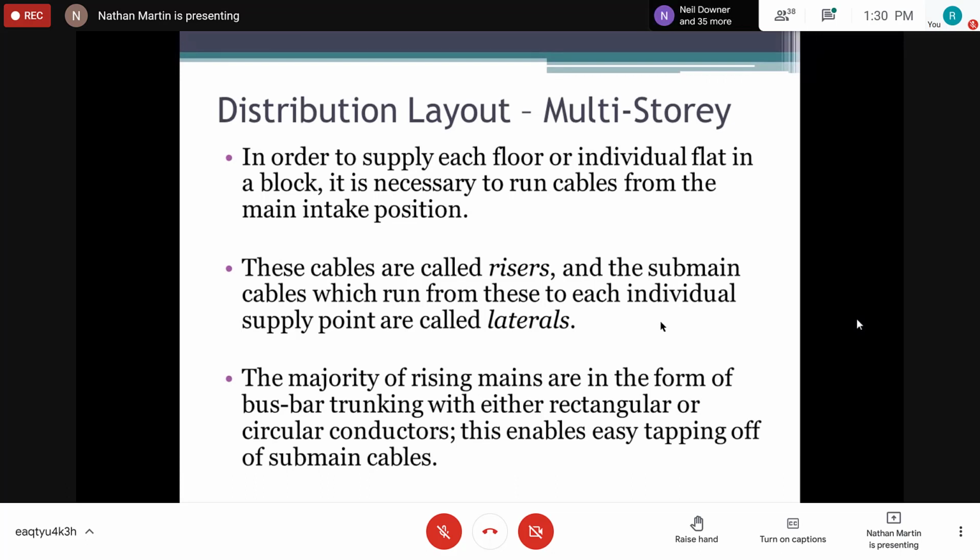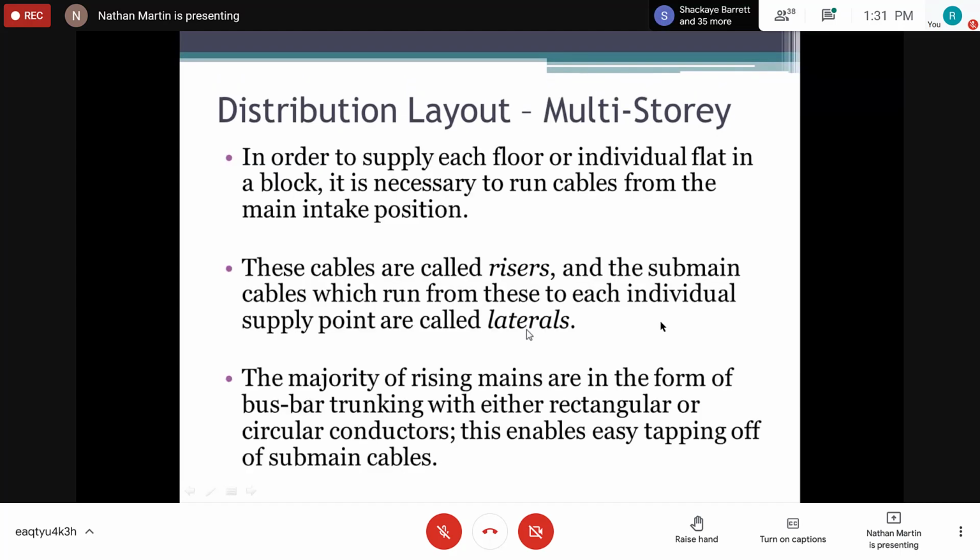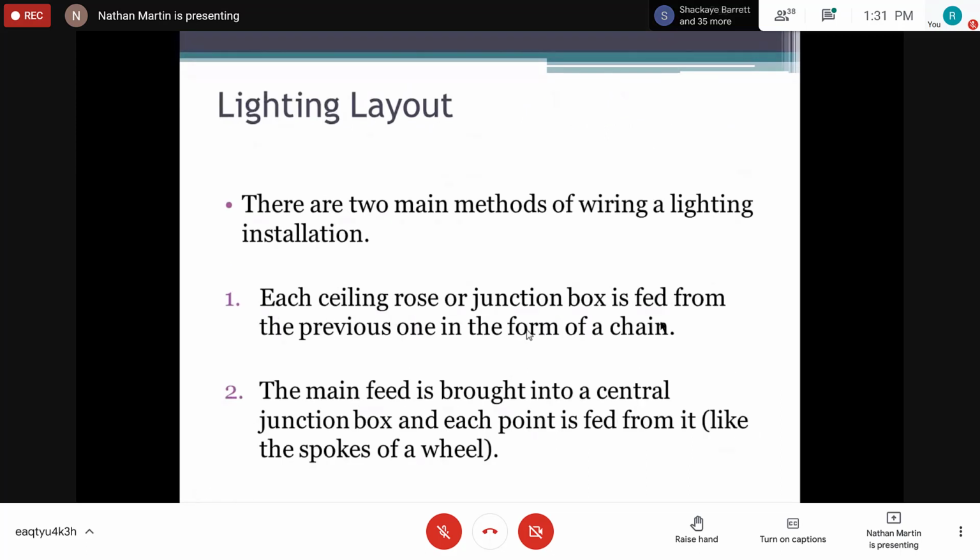right? The majority of riser mains are in the form of bus bar trunking with either rectangular or circular conductors, right? This enables easy tapping of the sub-main, right? So what they are saying is that inside here, the bus bar would be either circular or rectangular. The rectangular ones are the ones that are mainly available because it's easy to connect your lugs to the rectangular type, right? That's what they're talking about.